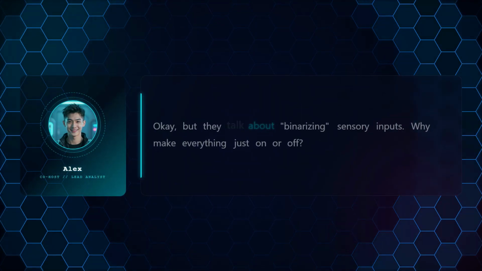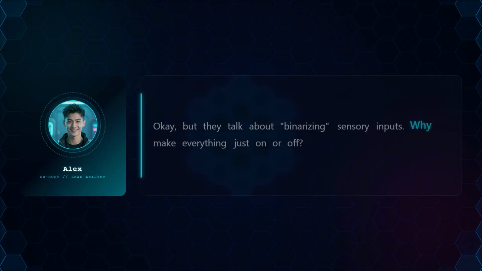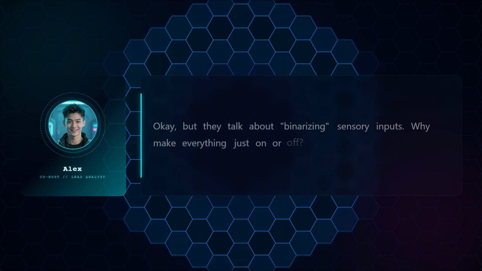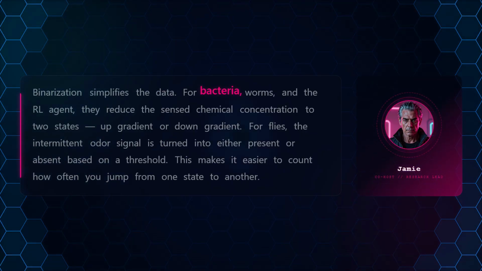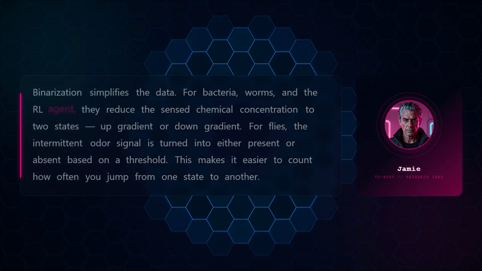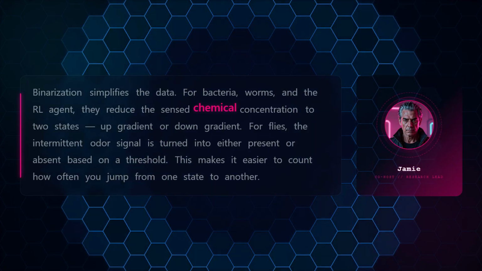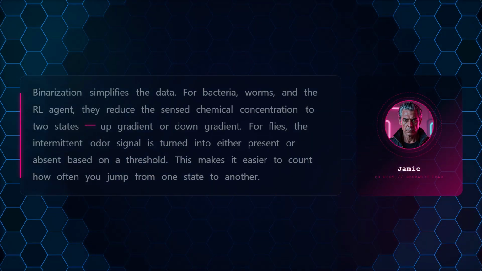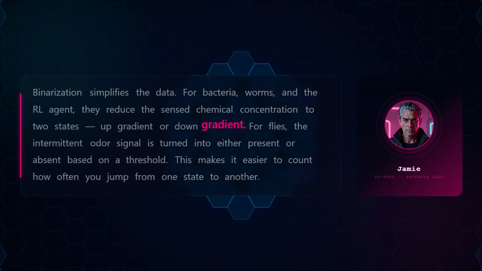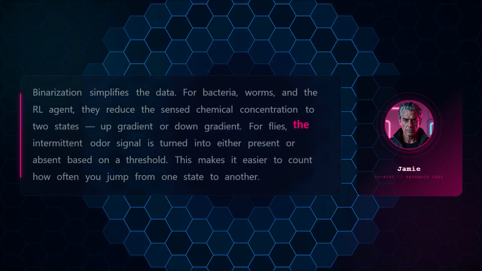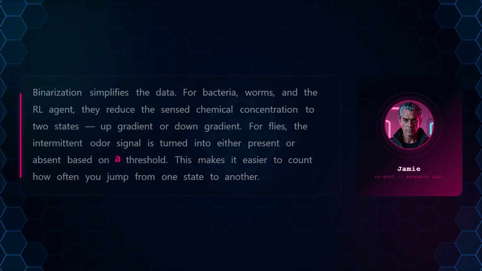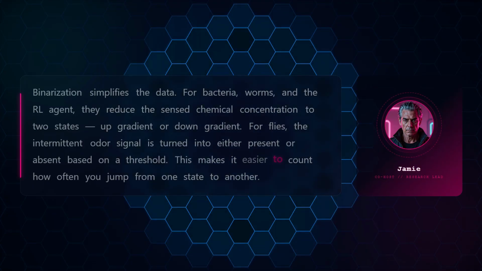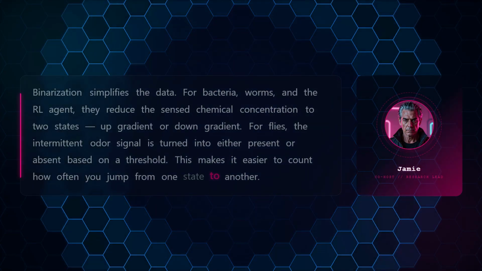Okay, but they talk about binarizing sensory inputs. Why make everything just on or off? Binarization simplifies the data. For bacteria, worms, and the RL agent, they reduce the sensed chemical concentration to two states, up gradient or down gradient. For flies, the intermittent odor signal is turned into either present or absent based on a threshold. This makes it easier to count how often you jump from one state to another.